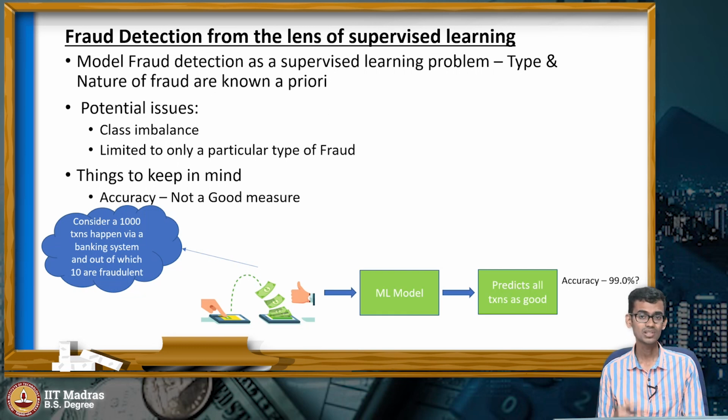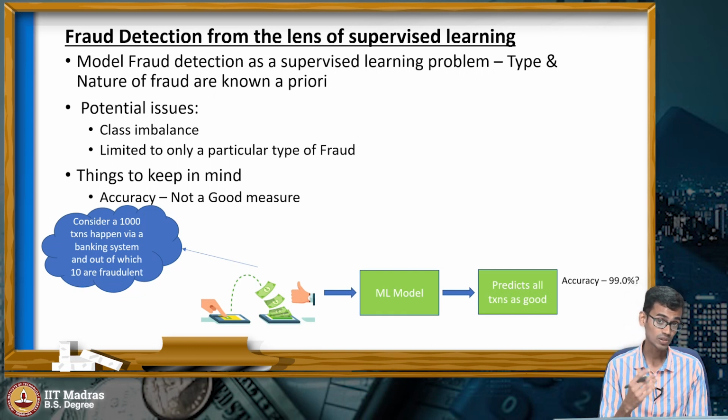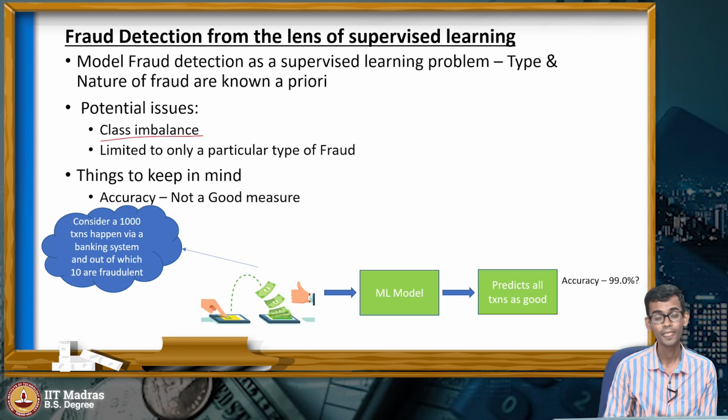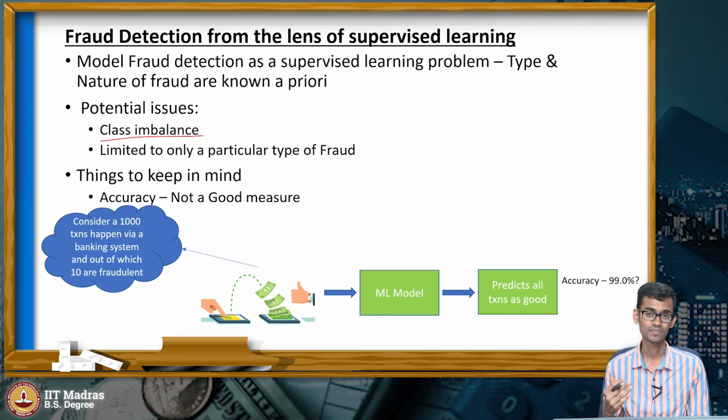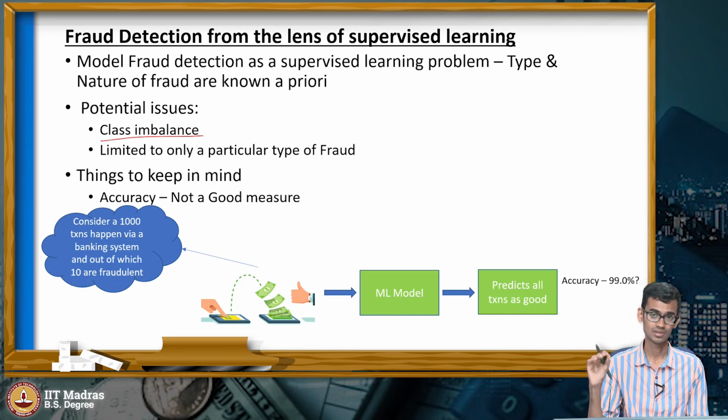Some of the potential issues that we encounter when we start seeing fraud from the lens of supervised learning is class imbalance. This happens because fraud is not very prominent in your transaction system. Let's say you have a transaction system, and per day you are processing millions of transactions.